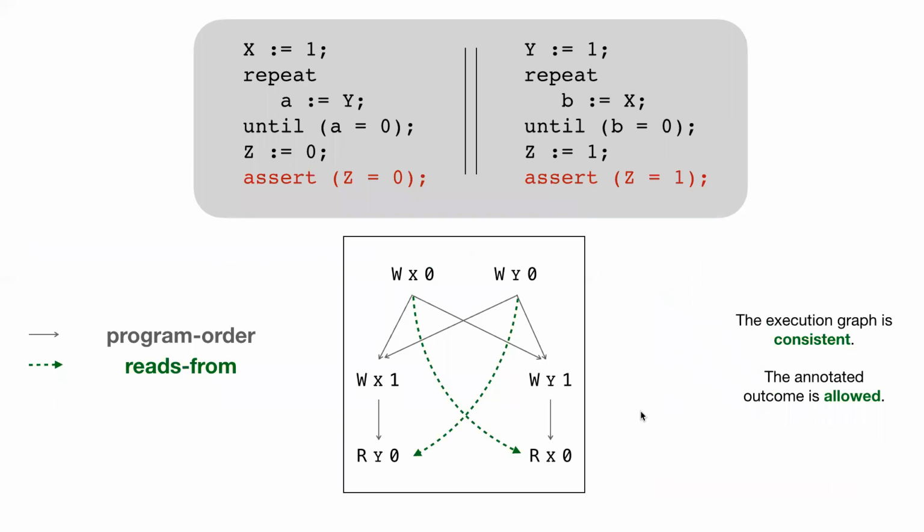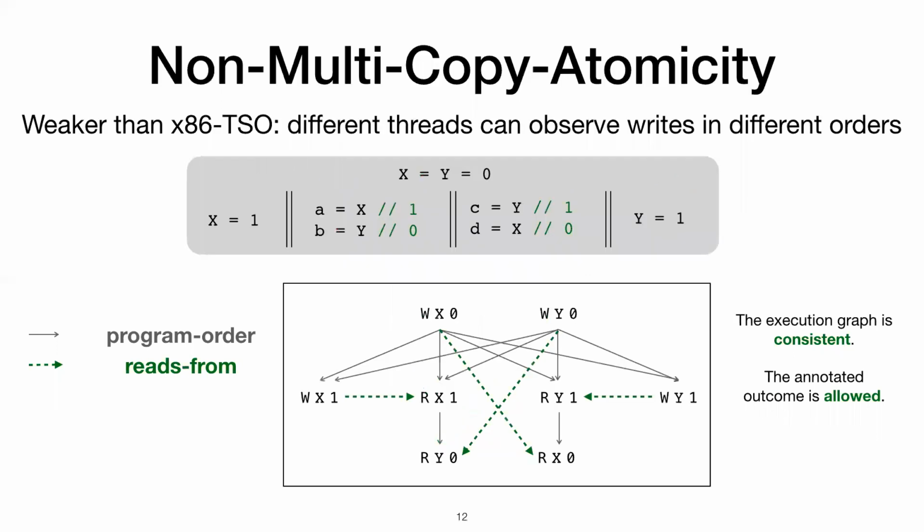Sorry, just a quick question. Umang is asking, is this the RA fragment of C11? Not yet. One second. A few slides. I'll answer. Thanks for the question. It's a bit weaker than RA, but bear with me a few more slides.